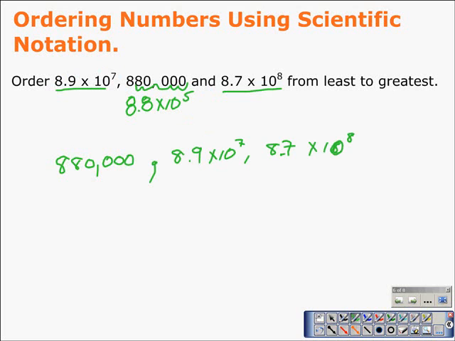Something that some students do is they just look at the decimal part of the scientific notation number, and that's not exactly what you need to do. You need to also look at the power of 10.